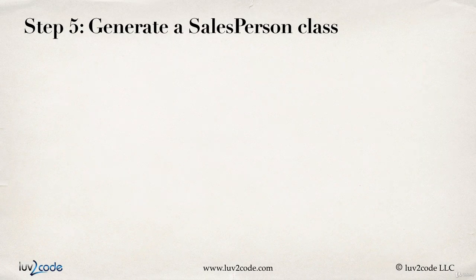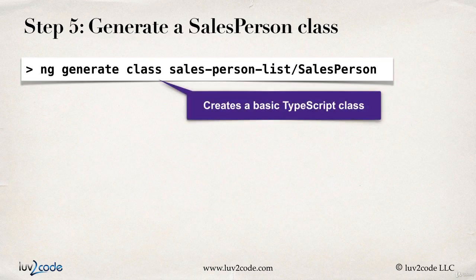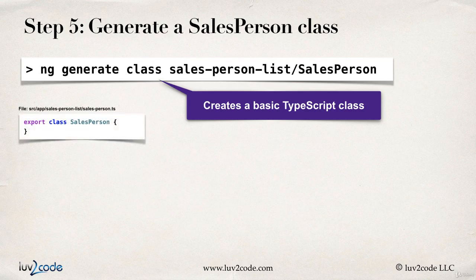Alrighty, now step 5 of generating a salesperson class. Now we can use the Angular CLI to generate a class. So we could say ng generate class and you give a reference to the class. This will create a very basic TypeScript class. Now there's no requirement to use this. You could actually manually create the class yourself, but here I'm simply going to use the CLI just to kind of help us out. Now this class that it creates though, it's a very basic file.